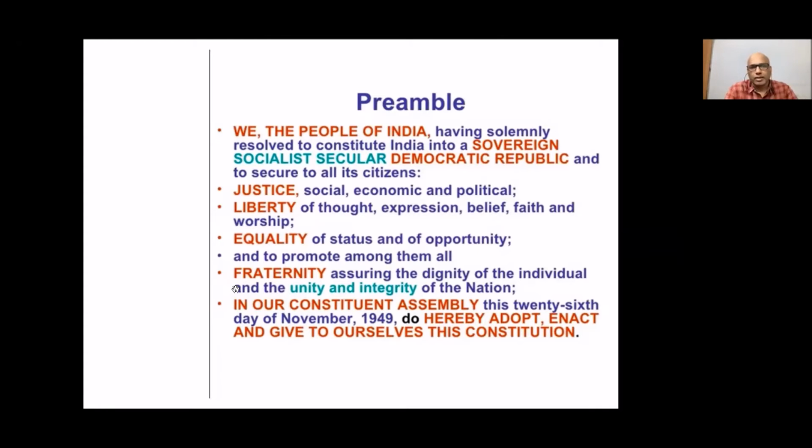So whoever is living in India, we, the people of India, having solemnly resolved to constitute India into, again highlighted, a sovereign, socialist, secular, democratic republic, and to secure to all citizens justice, liberty, equality, fraternity. So these are the highlights here. We, the people of India, sovereign, socialist, secular, democratic republic, justice, liberty, equality, fraternity. Please come to the next slide.